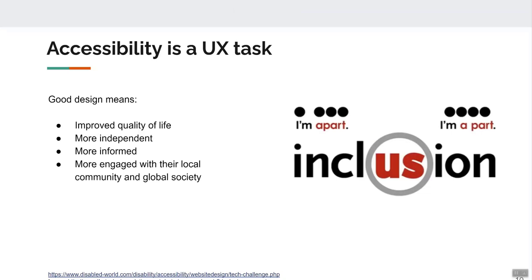And I really like this graphic here. On the top left, we have 4 dots. One of them is separate from the others. And underneath it, it says, "I'm apart," meaning I'm separated. On the top right, the 4 dots are together, and the text underneath says, "I'm a part," meaning we're together, or in other words, inclusion.